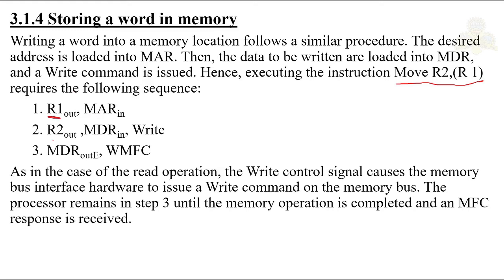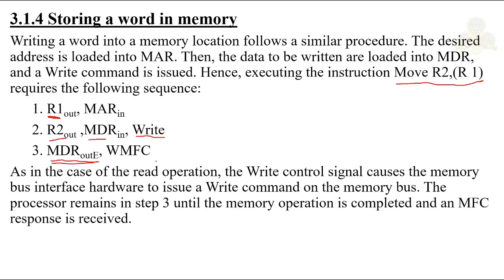Okay. Then what will be the content of R2? You move it to MDR. R2 out and MDR in. Then instead of read, now we are doing a store operation, right? That means a write signal has to be sent. Then what we have? MDR out E. Right now the contents are in MDR. So whatever the contents of MDR are, they have to be moved to the memory location where MAR is pointing to, which is the contents of R1, and you have to wait for memory function complete.